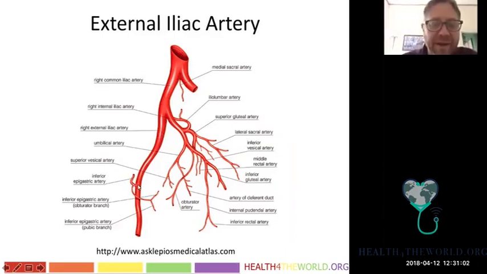Inferior epigastric artery, and then this obturator branch that can come off, and this is a variant called the corona mortis.